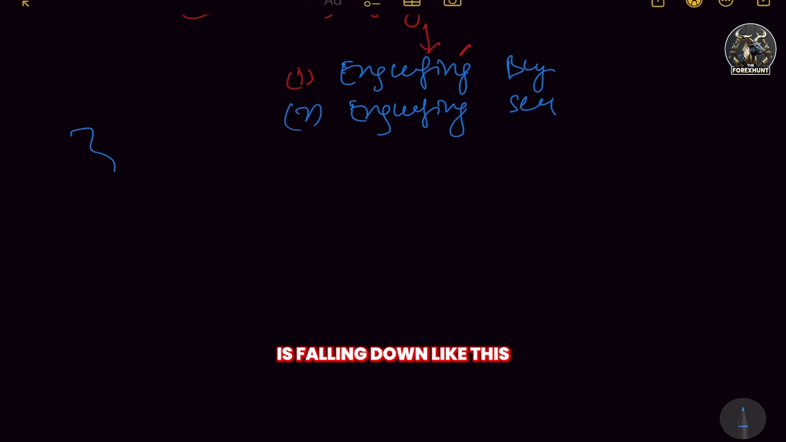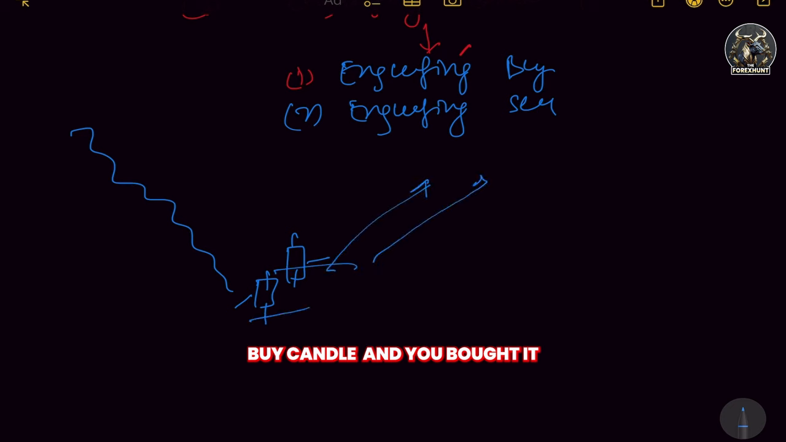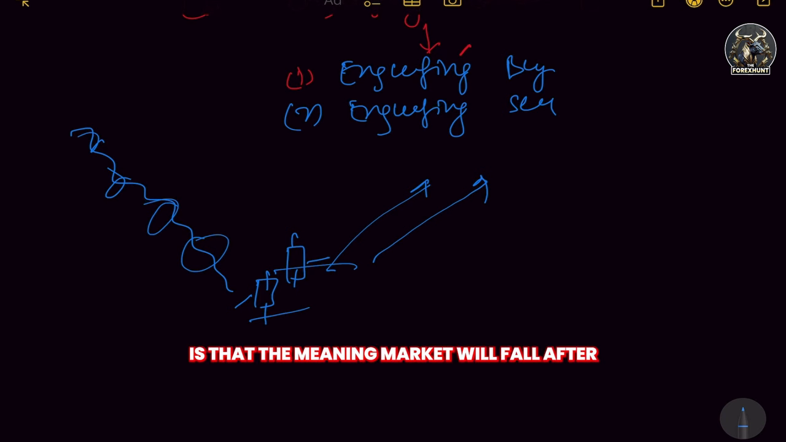the market is falling down like this. Here formed an engulfing buy. This is sell candle, this is buyer's candle, and you bought and it goes through. No, crazy. This doesn't happen at all. You can find here. Many times you will find engulfing buy, engulfing sell. Is that the meaning? Market will fall after making an engulfing sell? It will fall. No.